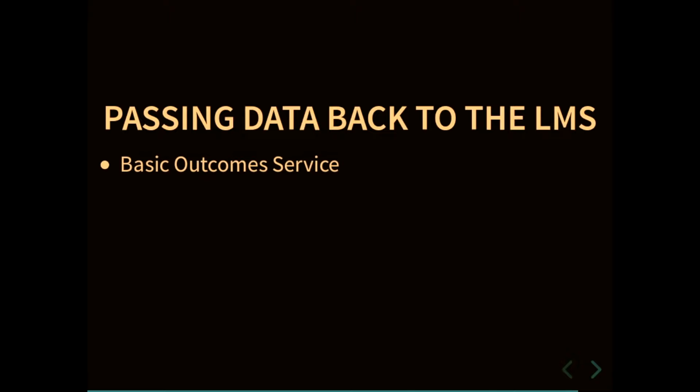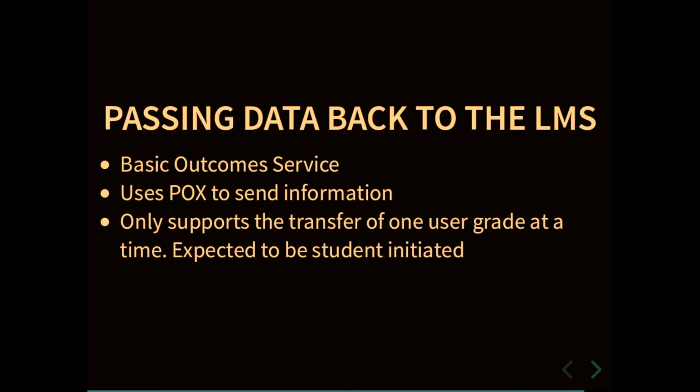So as I said, in version 1.1 they have a basic outcome service. The basic outcome service uses POX to send information. POX is just a fancy way of saying it's plain old XML. So it's an XML file that sends information back to the original learning management system so the grades can be stored in the grade center. But there was a problem with the original release of the basic outcome service, which is that it only supports the transfer of one user grade at a time, and it's also expected to be student initiated.